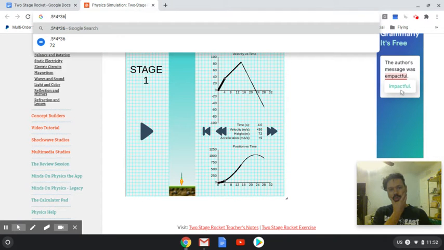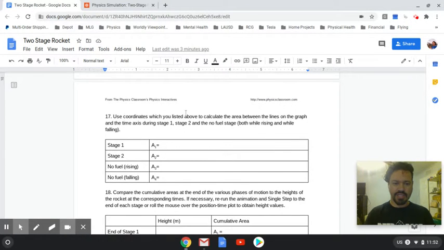72 meters. Wait a second. Look at that. Look right there. The height is 72 meters. Oh my God. Sorry, it's a little bit late and I'm being kind of sarcastic, but there's a connection there.